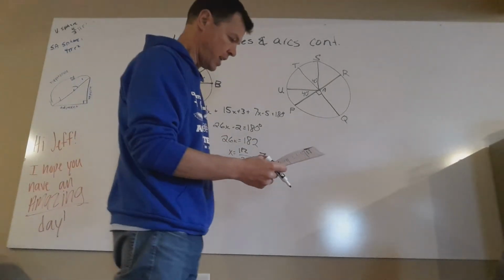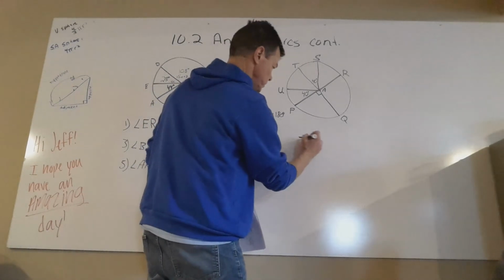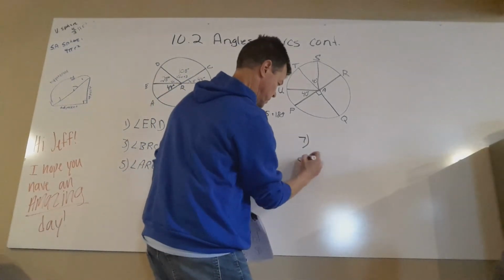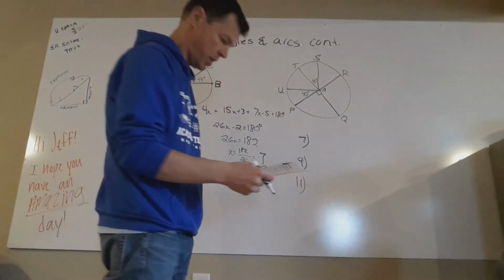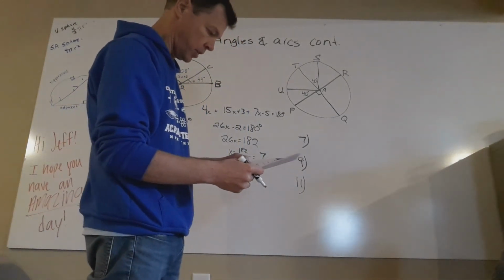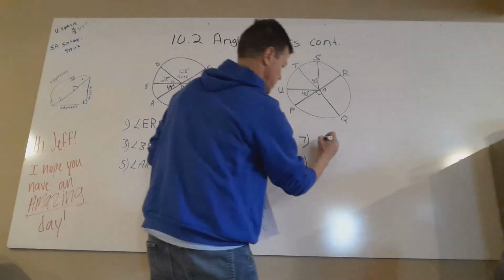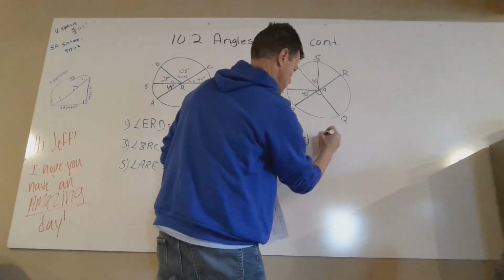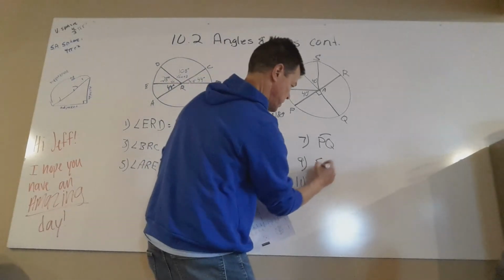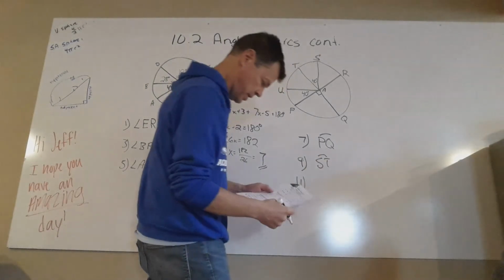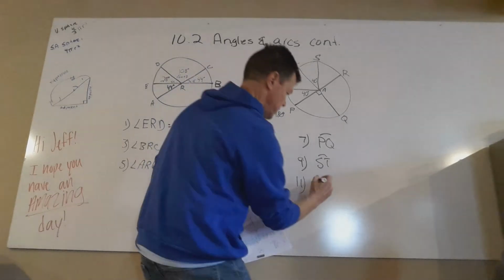I'm going to do 7, 9, and 11. And these are going to be the angle measures of arcs. Arc PQ. Arc ST. And then RSU.